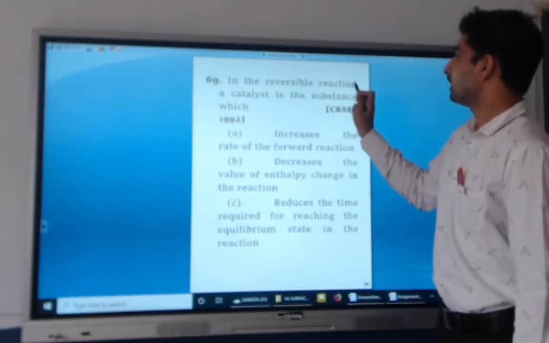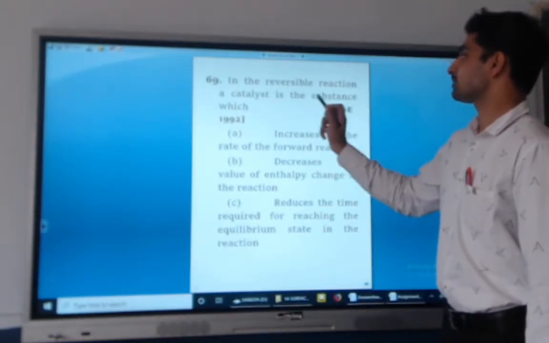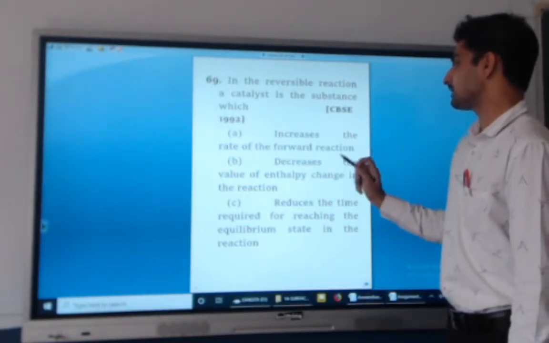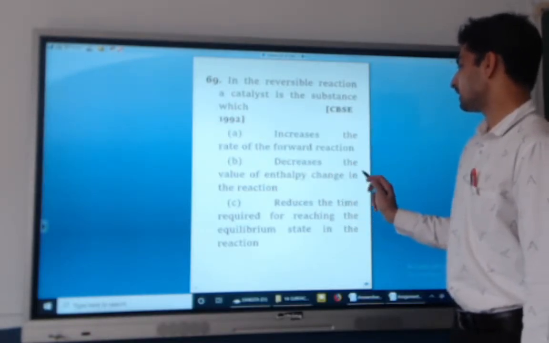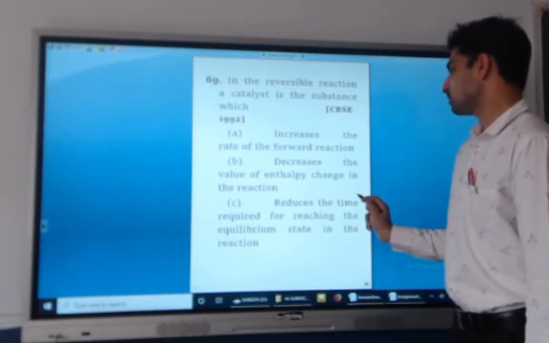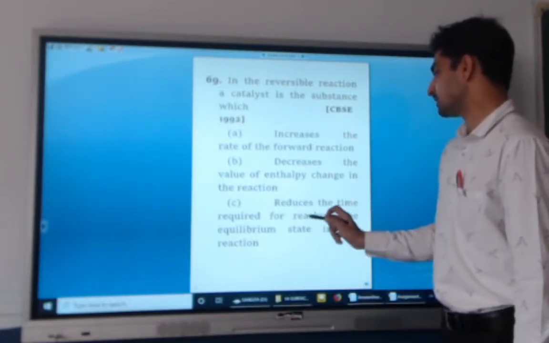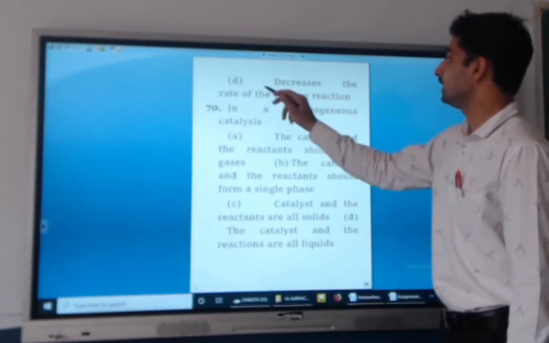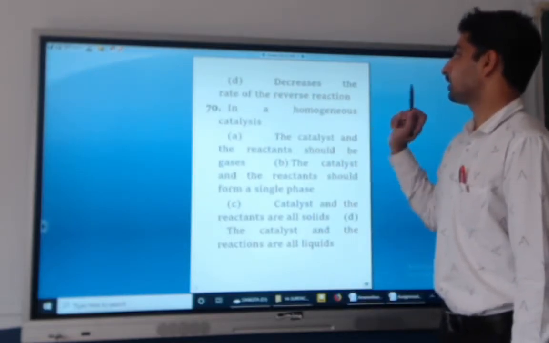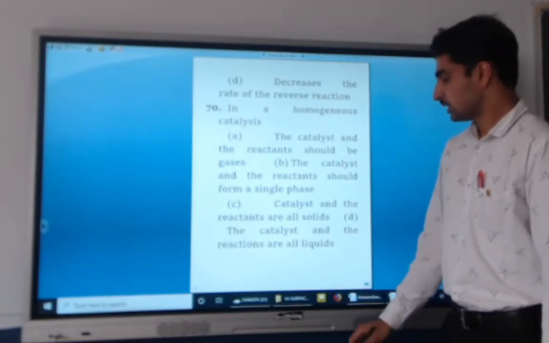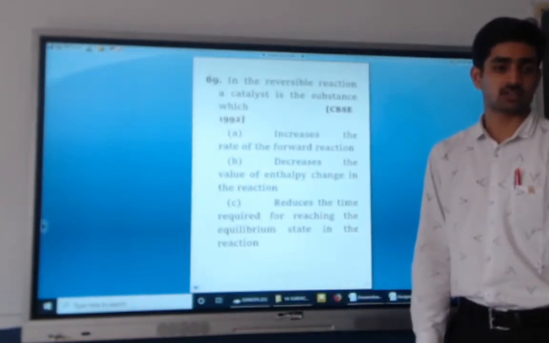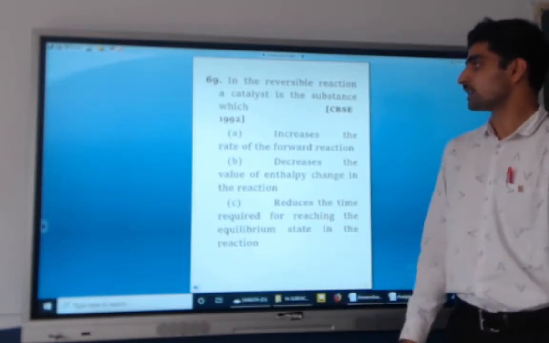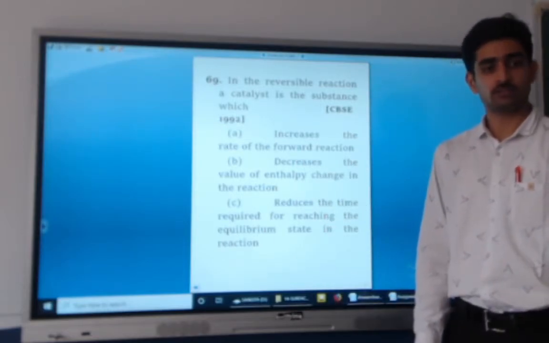In the reversible reaction, a catalyst is a substance which: A, increases the rate of forward reaction; B, decreases the value of the enthalpy change in the reaction; C, reduces the time required for the reaction reaching the equilibrium state in the reaction; and D, decreases the rate of reverse reaction. So you can consider this question as homework. You try yourself. Try to find out the answer for this question.